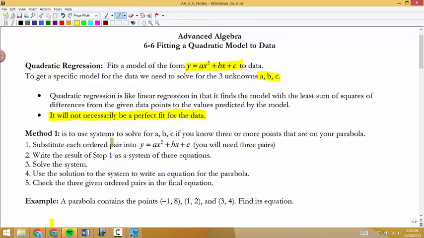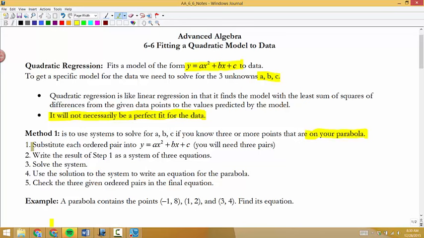To fit our quadratic model to our data, there are two methods that we use. One method we can use is this first method, and that is only in a situation where we know the points are on the parabola. So if the points are on the parabola that we're given, we can use this method. And here are the steps that we're going to do.